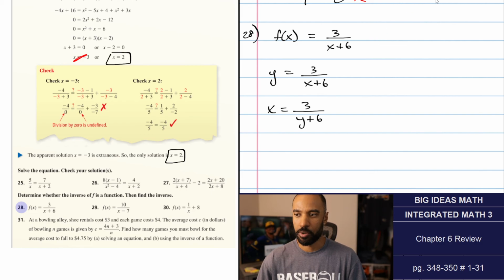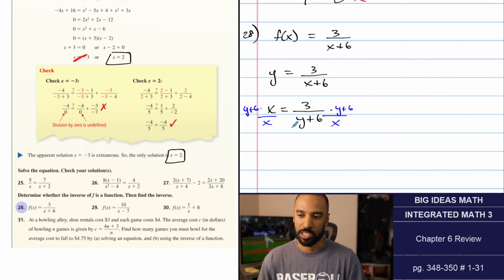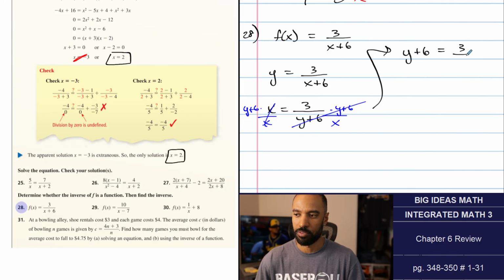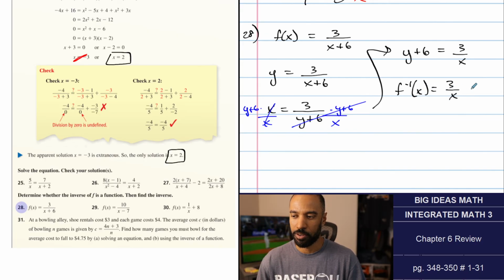We can multiply both sides here by y plus 6, without distributing that x, and we'll divide both sides by x as well. So these go away, these go away. You're now left with basically switching places. Y plus 6 equals 3 over x. And we can subtract 6 from both sides. We'll get y equals, and I'm going to write in inverse notation because this will be my final inverse once y is by itself, 3 over x minus 6.